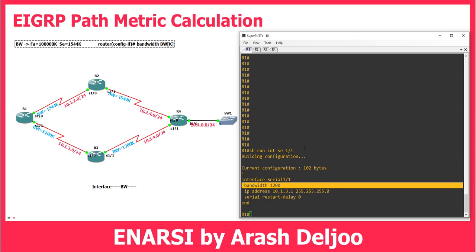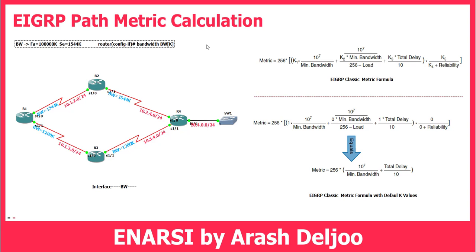Maybe you ask me, is this the real bandwidth or not? No, this is not the real bandwidth. This is the bandwidth we are informing to EIGRP or some other tools that are using the bandwidth. Actually, with the bandwidth command, we are informing EIGRP that this interface has the bandwidth of 1200 kilo. This is our information for EIGRP or some other tools for their jobs.